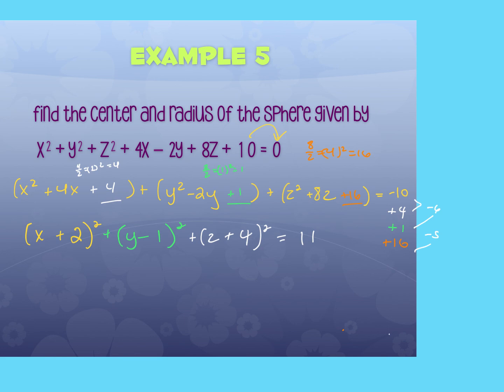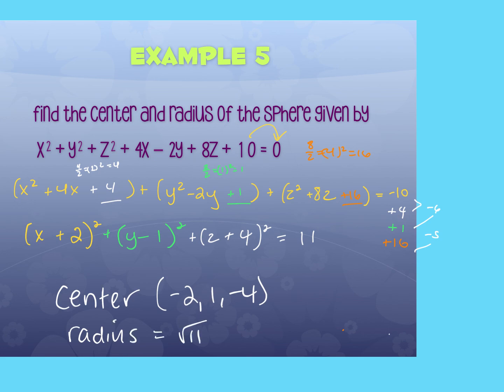What's my center? Good. And what's the radius? Square root of 11. So half the time people screw up and forget to square root the 11. Don't do that, okay? Just don't forget. Don't forget to add the numbers to the other side. That's the mistake people make. And don't forget to square root what's there, because that is an r squared.